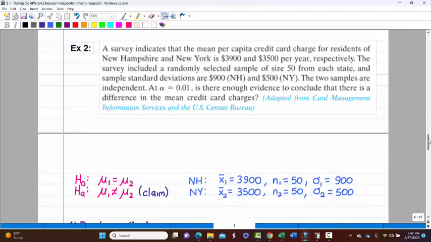A survey indicates the mean per capita credit charge for residents of New Hampshire and New York is $3,900 and $3,500 per year, respectively. Now, since New Hampshire is first in the problem, I'm going to treat them as Group 1, and then New York will be Group 2. The survey included a randomly selected sample size of 50 from each state, and sample standard deviations.